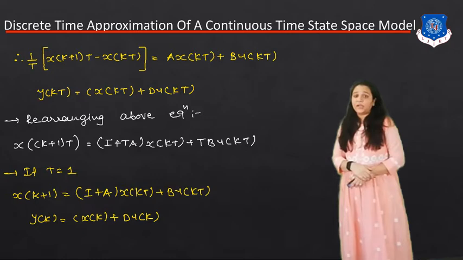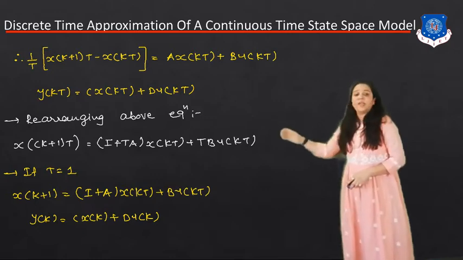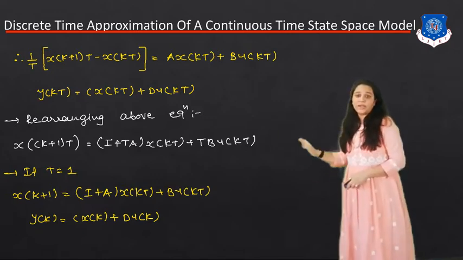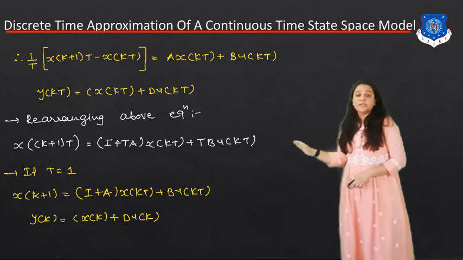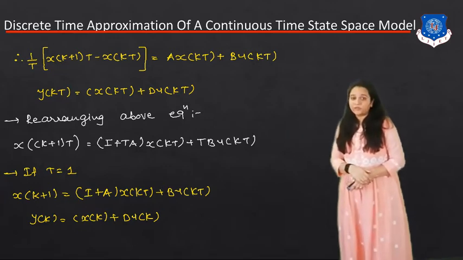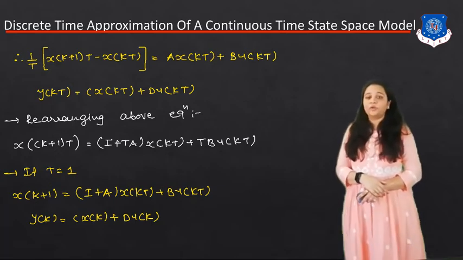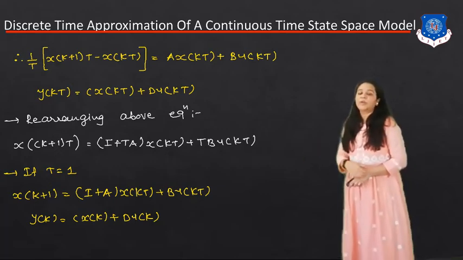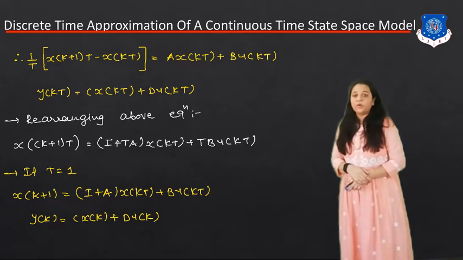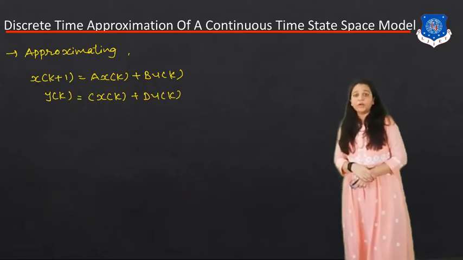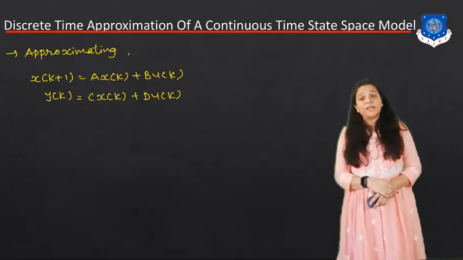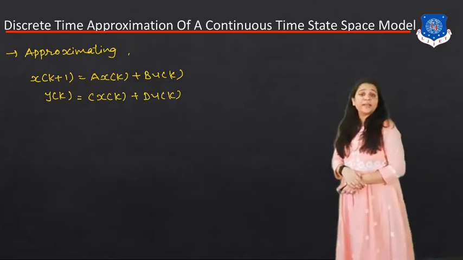So if we put the sampling time T equal to 1, we get x of (k plus 1) equal to (I plus A) x of kT plus B u of kT, and y of k equal to C x of k plus D u of k. Now we have to write the equation in the discrete form in this manner.